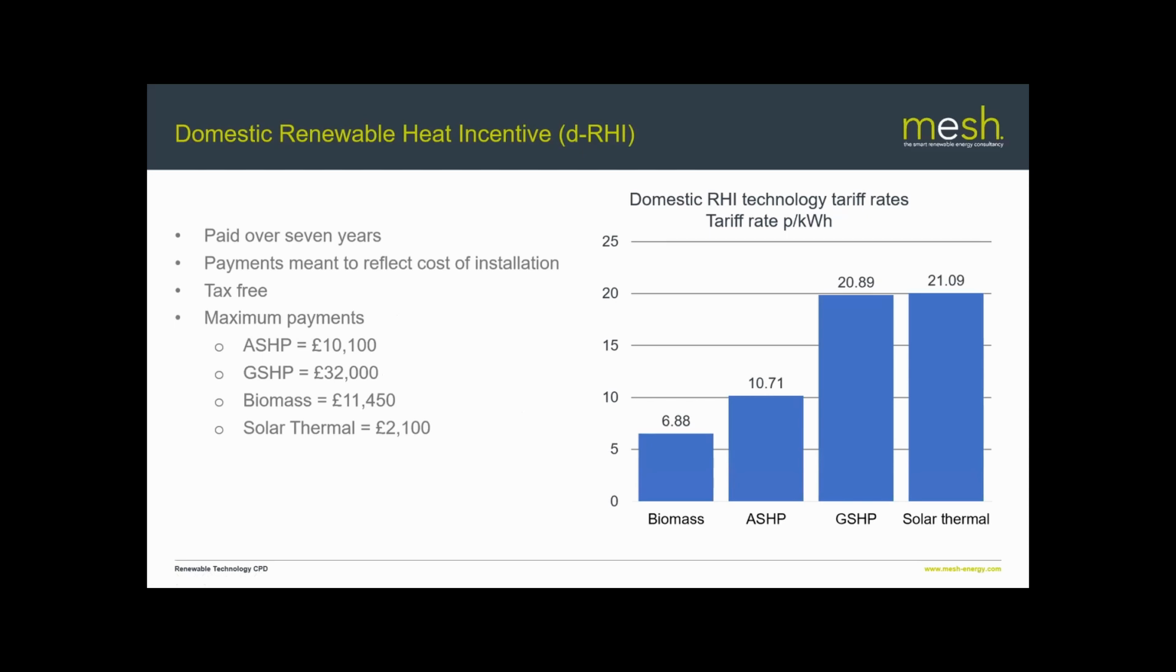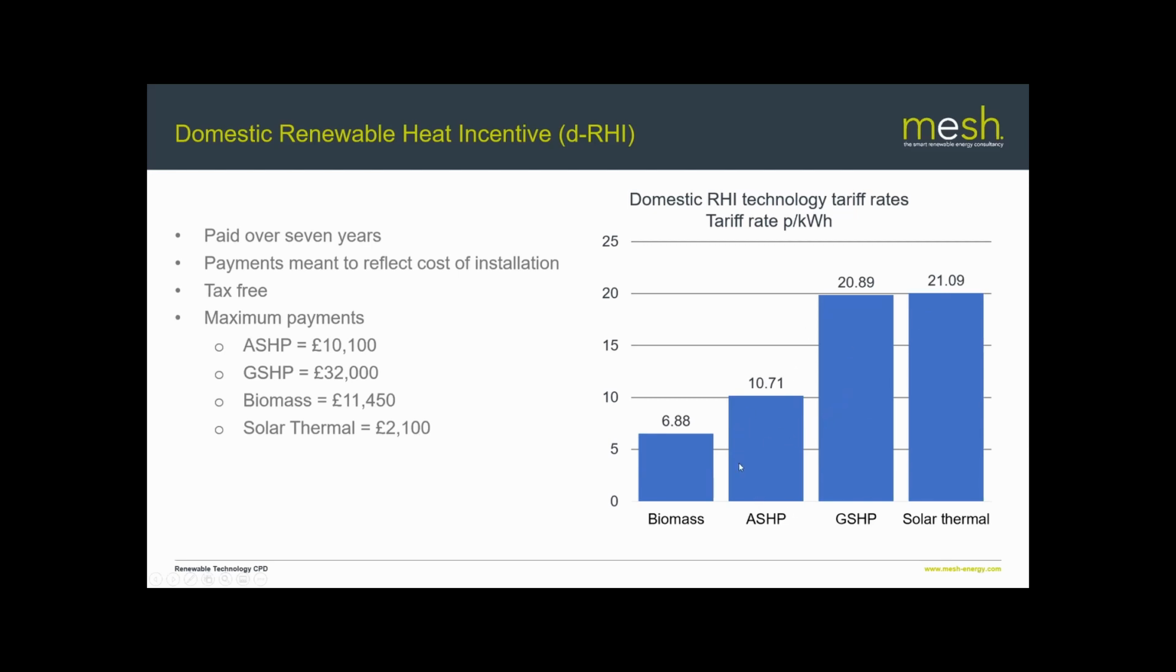And this is how it works. For each technology, there is a maximum amount that can be paid. For an air source heat pump, for example, it's £10,100 at the moment. For a ground source heat pump, it's £32,000. That reflects the fact that ground source heat pumps are more expensive to install than an air source heat pump. Biomass is 11,450, but you'll see the amount you get per kilowatt hour for biomass is pretty low, and solar thermal is only £2,100, but you do get an awful lot per kilowatt hour for solar thermal.